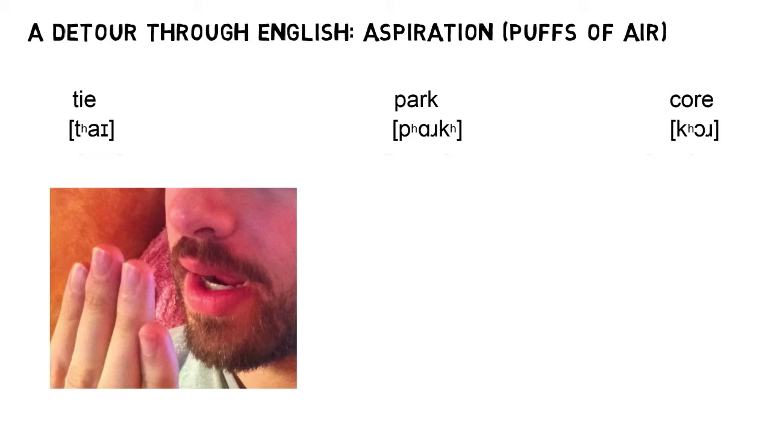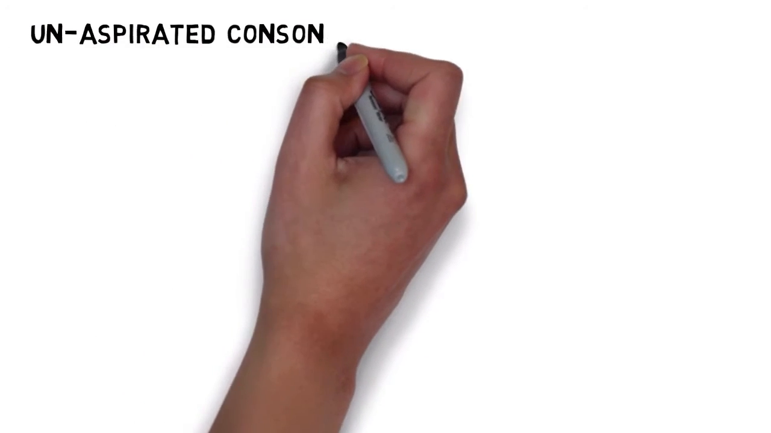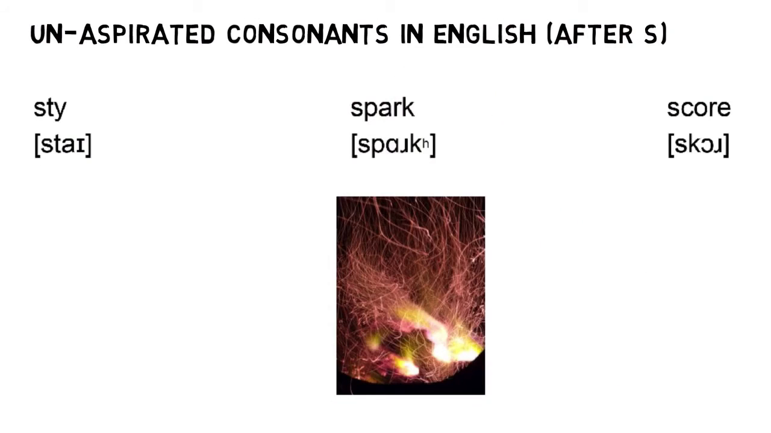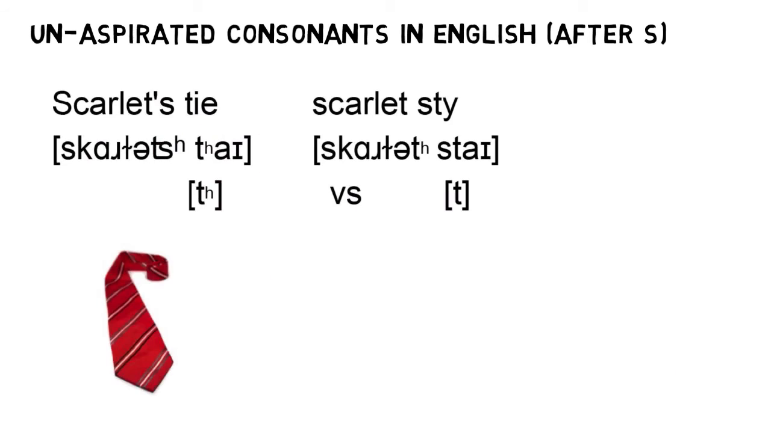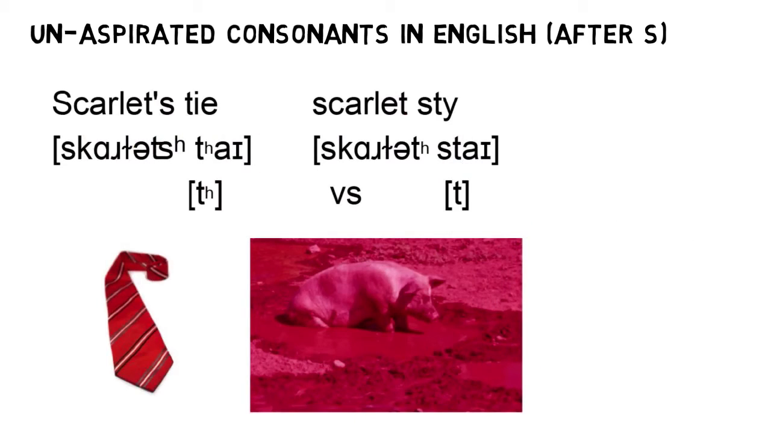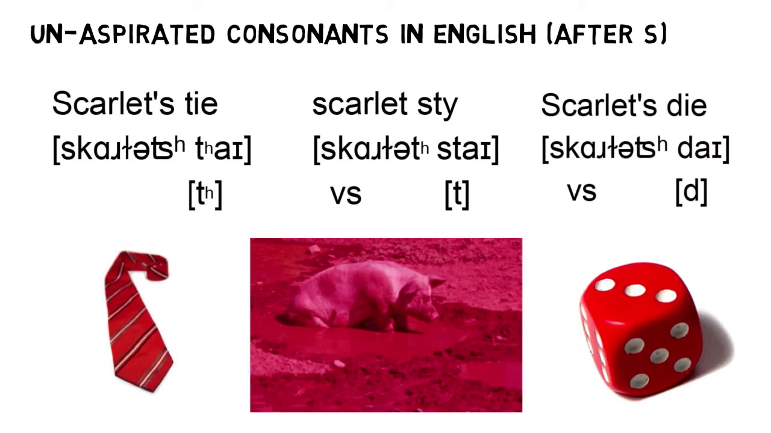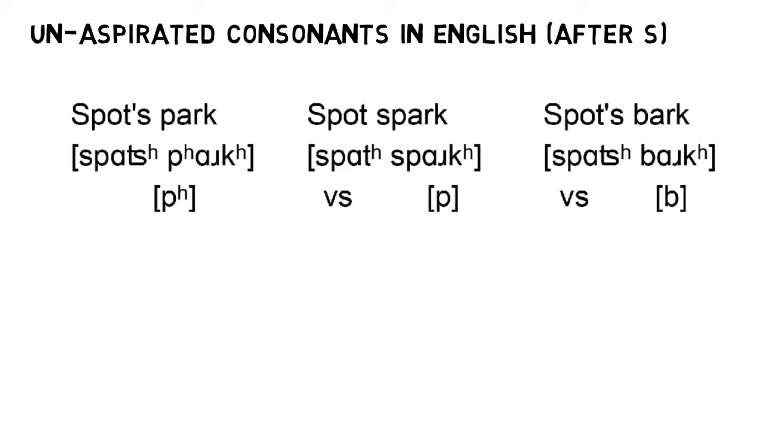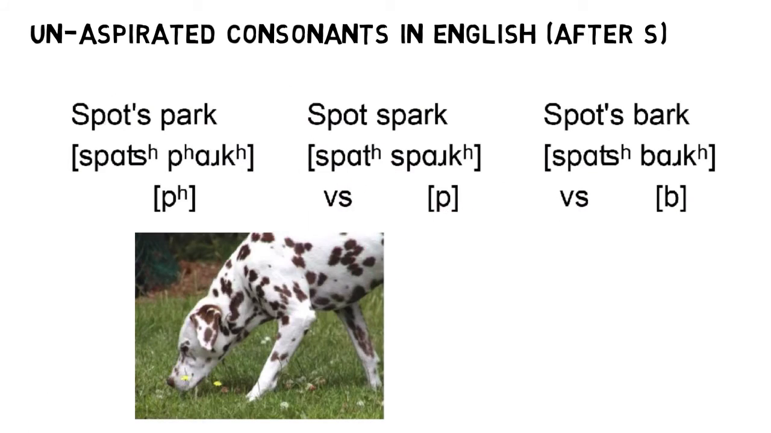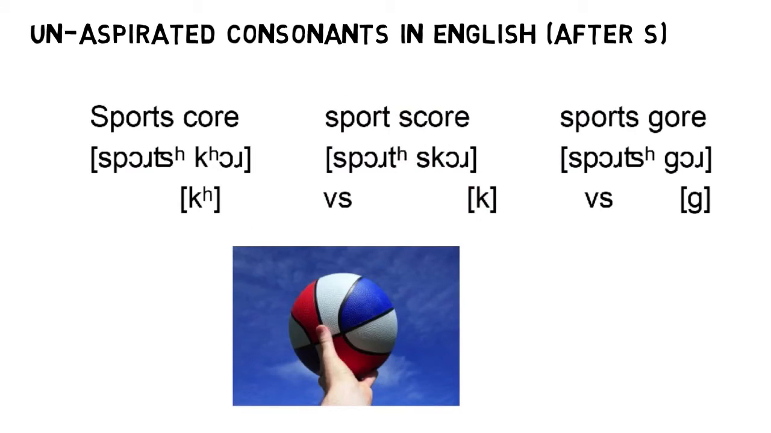Now, English uses this puff of air, technically known as aspiration, in all situations except one, when those 3 consonants come after the letter S. So in the words sty, spark, and score, there's no puff. These are unaspirated consonants. And while it's extremely rare in English that we need to tell the difference between unaspirated consonants and aspirated consonants, it does show up occasionally, and we can actually hear it naturally without needing any sort of specialized ear training. It's how we tell the difference between, say, Scarlet's tie and Scarlet's sty, and Scarlet's die. For P, we can differentiate Spot's park, Spot's spark, and Spot's bark. And for K, we can differentiate Sports core, Sports score, and Sports gore.